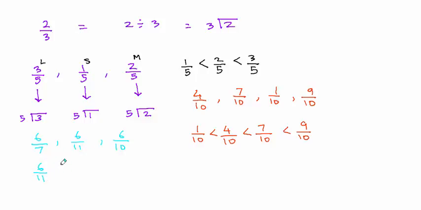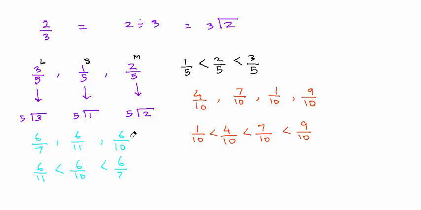6/11 is less than 6/10, and that's less than 6/7. Because dividing 6 by 7 will give you a larger answer than dividing 6 by 10, and dividing 6 by 10 will give you a larger answer as compared to dividing 6 by 11. So now you know how to compare fractions that are either on the same denominators or on the same numerators.